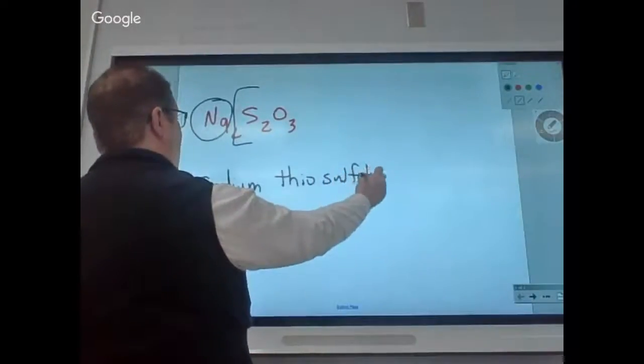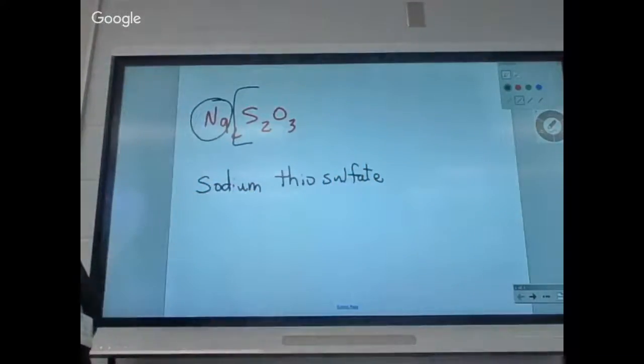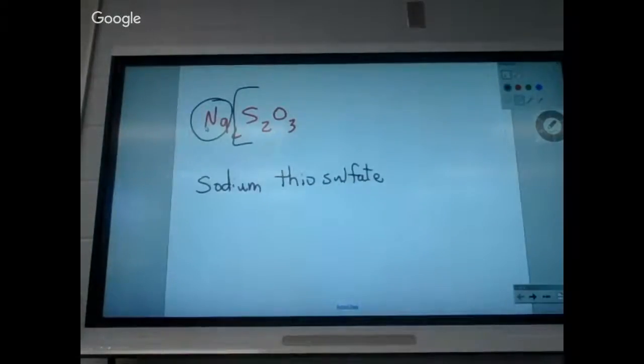Now, how do we decide if it needs a Roman number? You look at sodium. Look up Na on the oxidation sheet. How many numbers are listed beside the sodium? Only one number. So if it only has one number, does it get a Roman number? No. So we don't put anything beside it. It's sodium thiosulfate, and we're done.